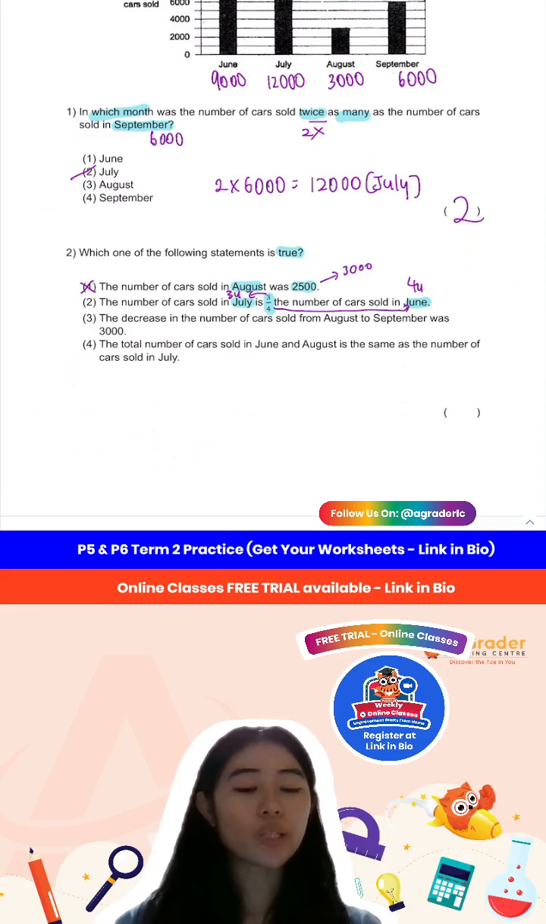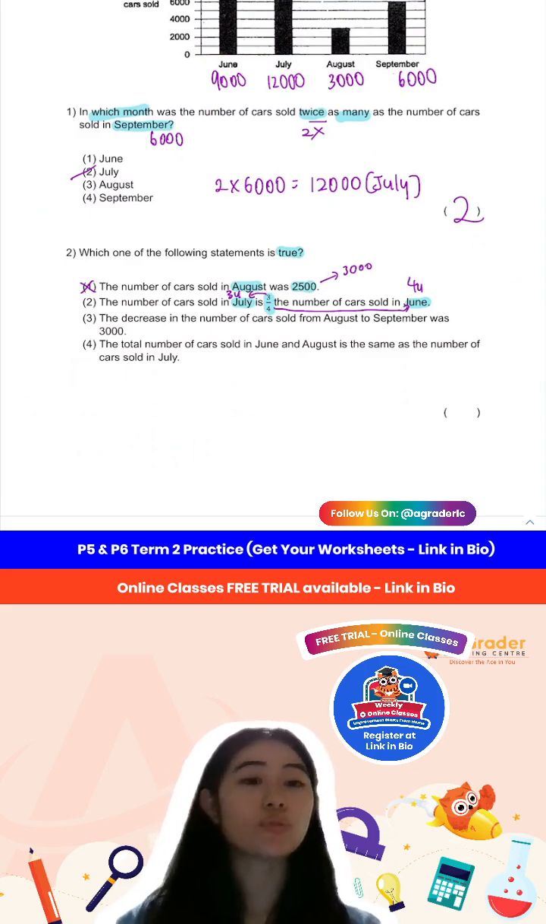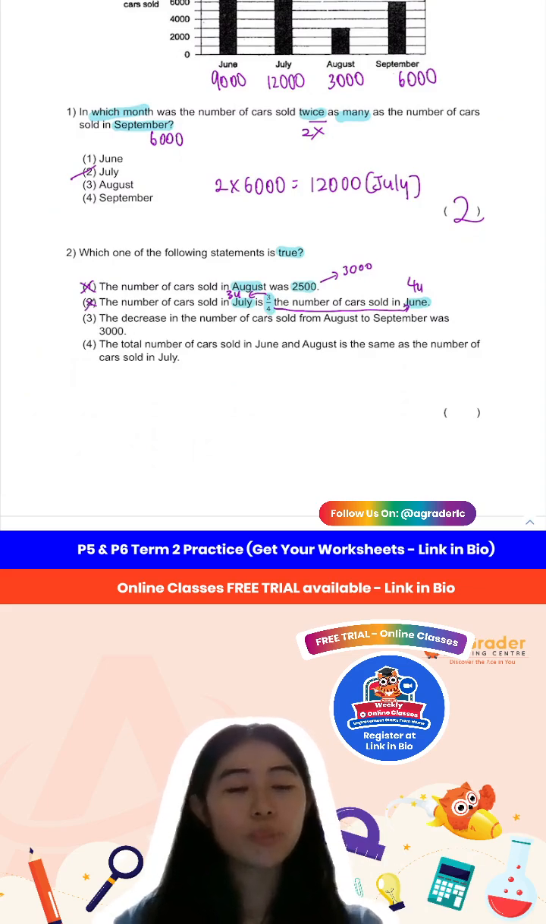Can July be 3 units while June is 4 units? What do you think? Can July be 3 units and then June is 4 units? So this one is no, right? Cannot be. Because based on this, your July is more than June. July cannot be 3 units while June is 4 units. The units is really not correct. Okay, so actually it should be the other way around. You should swap this fraction. So statement 2 is wrong.